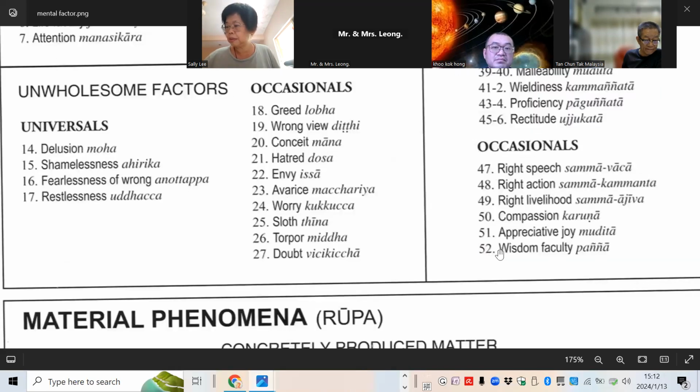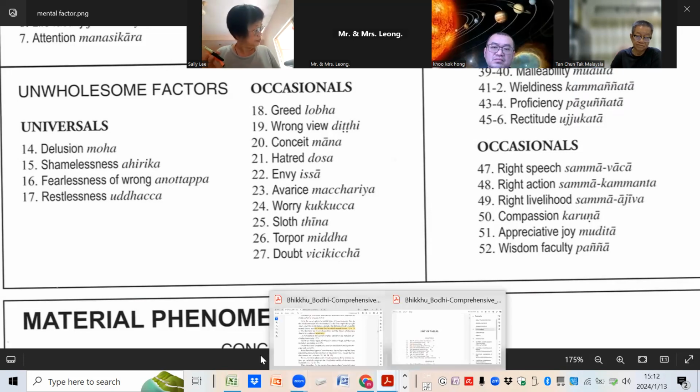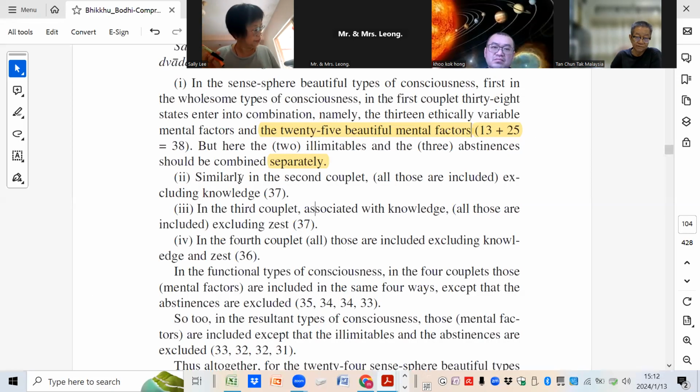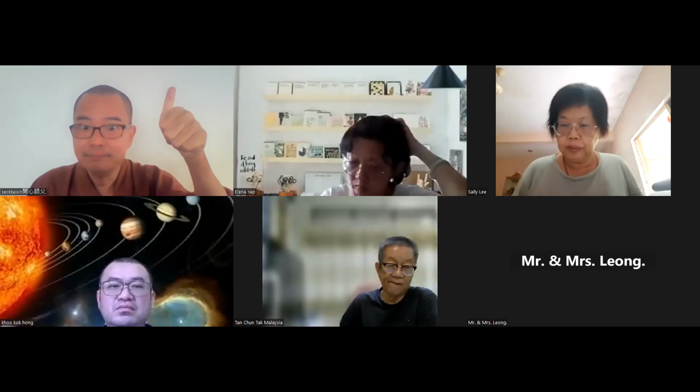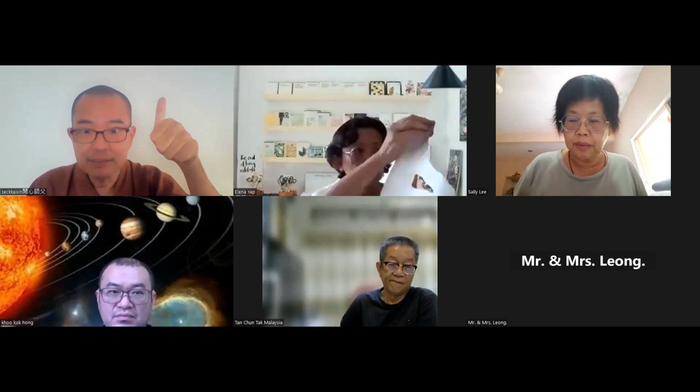See or not? Let's take a look. 52 here. You see or not? Wisdom. Because it's without knowledge, meaning it doesn't have the wisdom mental factor. So that's why we are going to deduct 1 and 1. The second couplet will be 37 for both of them. Get it? Okay? So you can follow.